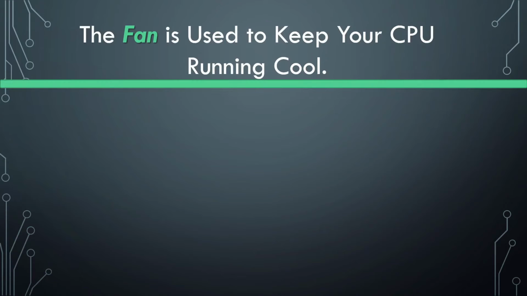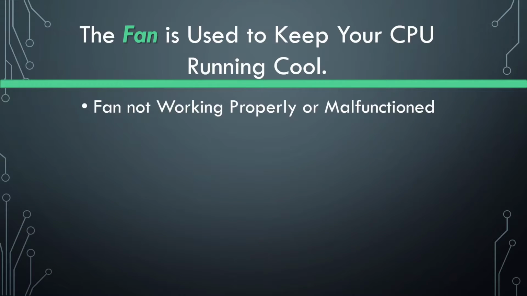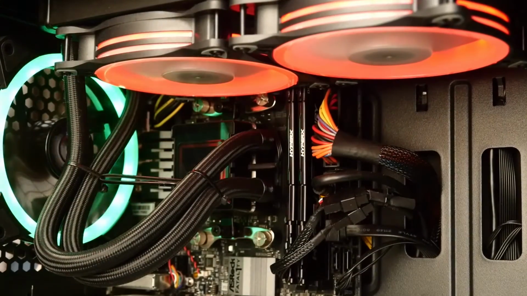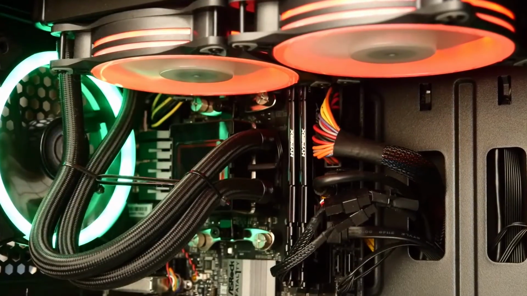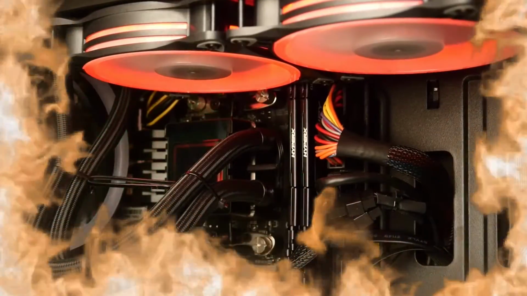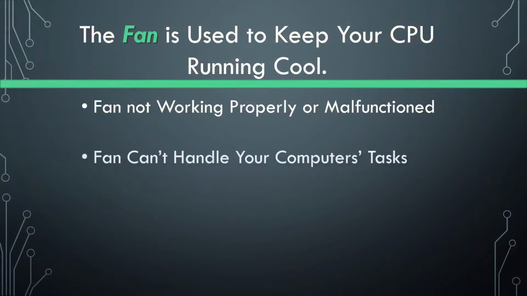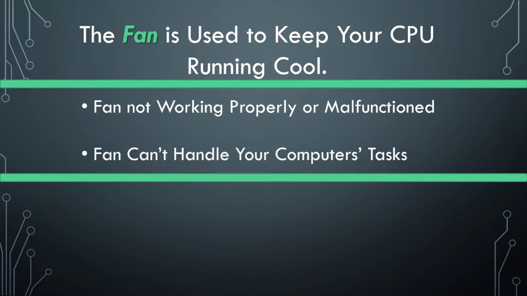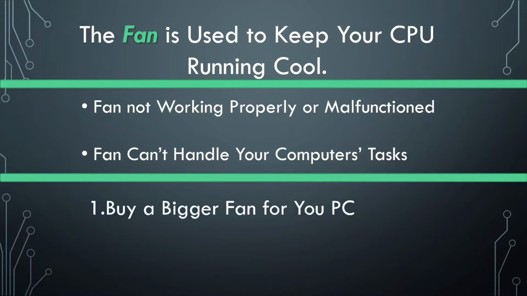The fan is used to keep the CPU running cool. Maybe that fan doesn't work properly and needs replacing. If there is nothing cooling the CPU, it will overheat, which also can be the source of crashes due to excessive heat. Or let's say the fan can't handle the tasks your computer is doing. Maybe buying a bigger fan for your PC will help.